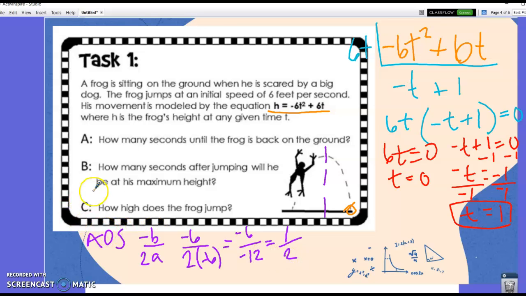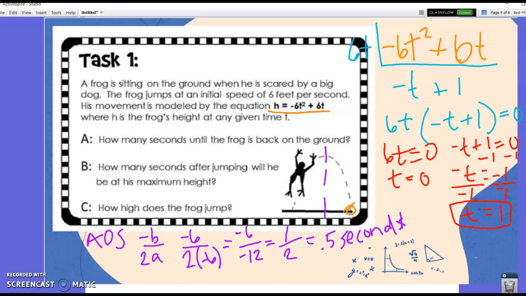So it says, how many seconds after jumping will he be at his maximum height? So a half a second after he jumps. You can actually type it in the Google form as 0.5 so that it's easier to type, because I know fractions are hard to type in the Google form. So in half a second, I guess you don't need the S. Half a second after he takes off, he'll be at his highest height.